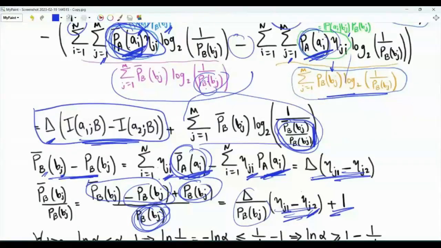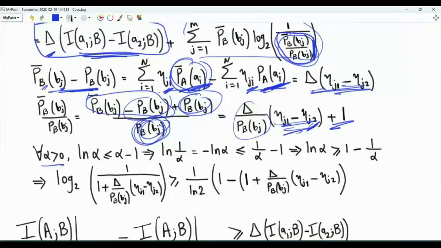And now it's time to employ an inequality. For any positive alpha, the natural logarithm of alpha is upper bounded by alpha minus 1, and we have equality if and only if alpha is equal to 1. Now, if we have a real number that is strictly positive, then the reciprocal of the real number is also strictly positive, which means that we can rewrite this inequality by replacing alpha on the right and left hand sides by 1 over alpha.